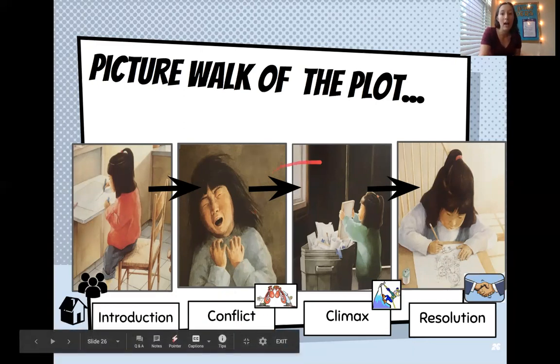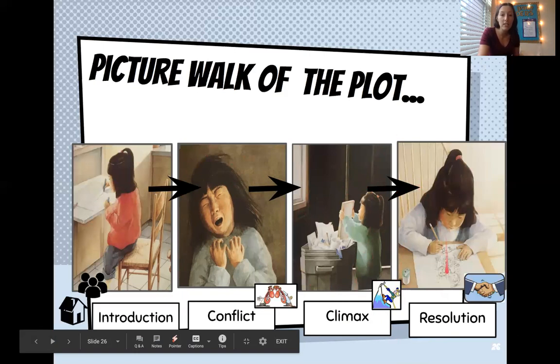Then we get to the climax, or the big event in our story that changes everything. We see Emma is so upset about the conflict of losing her rug, or washing her rug, that she decides to throw it away. She's putting her rug in the trash can with all of her other art supplies.